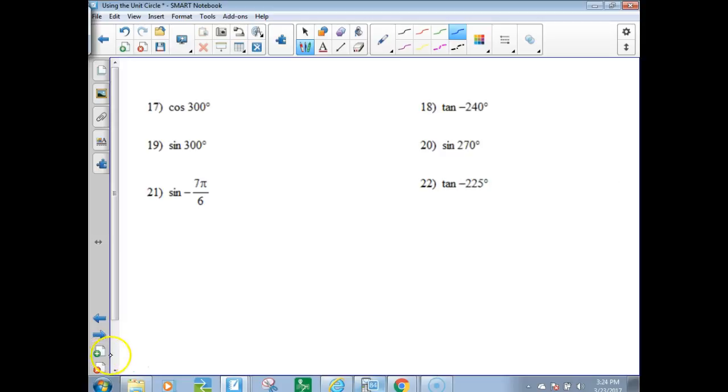Okay, now it doesn't give a picture, so you might want to draw one if you need to. Cosine 300. You can go find 300 on there, and you could look at the point. I'll just remind you what that would be. It's going to be 1/2, negative square root of 3 over 2. Which one is it for cosine, first or second? The cosine is the first number, the x. That'd be 1/2. Sine 300, then, is negative square root of 3 over 2.